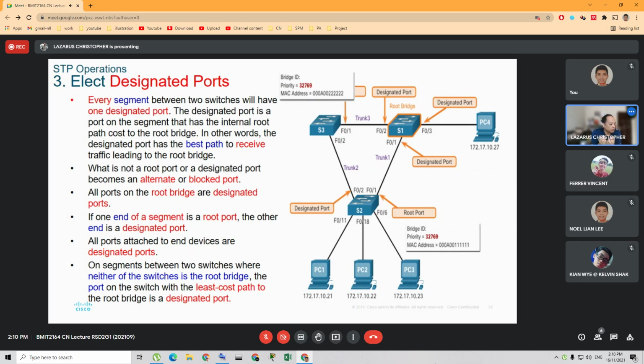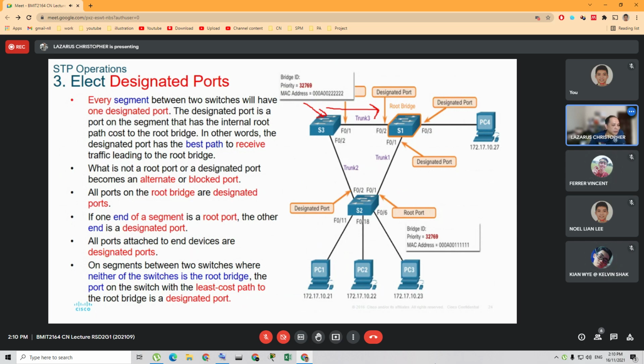Receive, right? Receive to the root bridge. So on S3, okay, let's look at S3 first. It says leading to the root bridge is this way. Correct? Okay, I need your response. Correct, yeah? So if we are looking at S3, traffic leading to the root bridge means, like this, going to the root bridge, right? Correct or not?